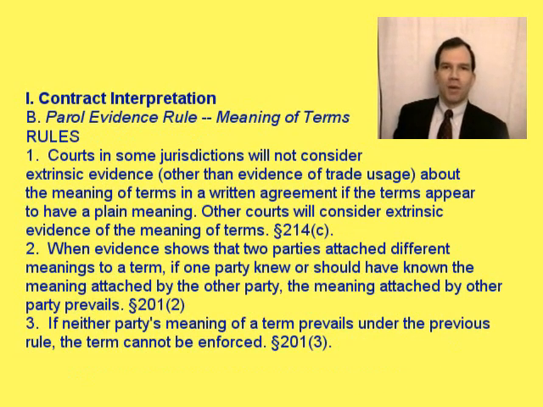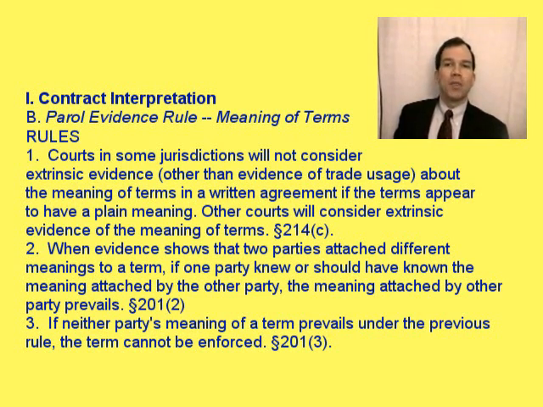The next topic that we talked about was the parole evidence rule as it applies to the meaning of terms. Here we saw 3 rules. First, we saw that courts in some jurisdictions will not consider extrinsic evidence other than evidence of trade usage about the meaning of terms in a written contract if those terms appear to have a plain meaning. Other courts, however, will consider evidence of the meaning of terms. In fact, that is the current rule in the restatement in Section 214C.